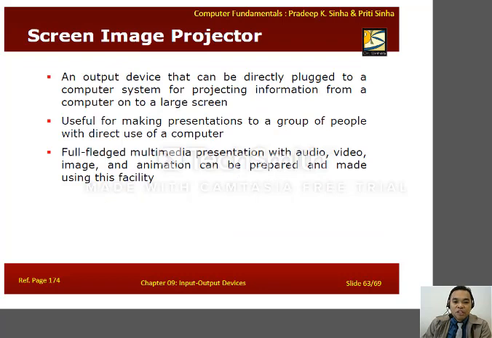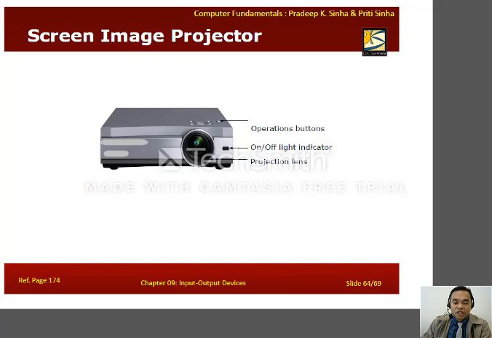Next, we have the screen image projector, an output device that can be directly plugged into a computer system for projecting information from a computer to a large screen. It is useful for making presentations to a group of people with direct use of a computer. So here is an image of a screen image projector.